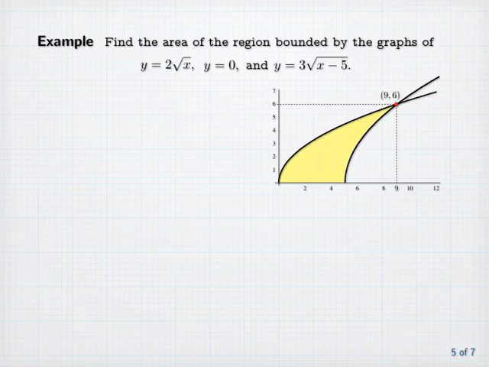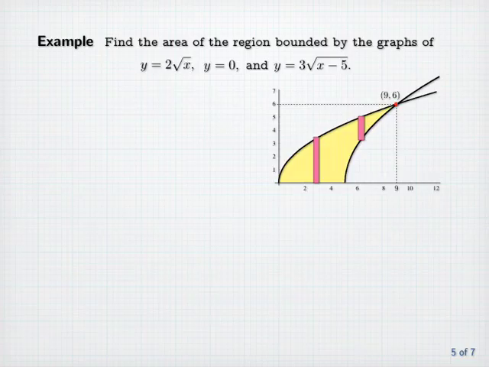Now let's look at vertical slices here. Toward the left side of the region, a vertical slice touches the graph of y equals 2 times the square root of x and y equals 0. But if we move to the right, the slice then touches y equals 2 times the square root of x and y equals 3 times the square root of x minus 5.